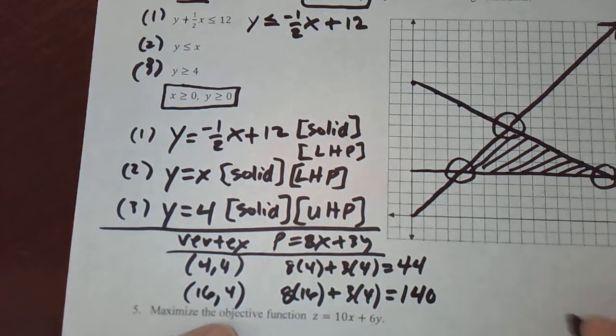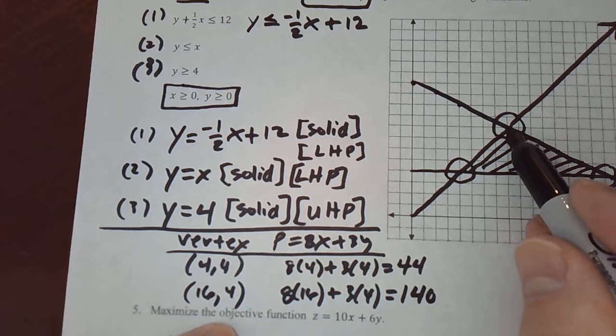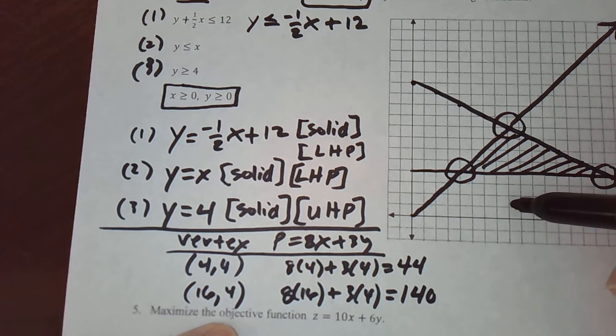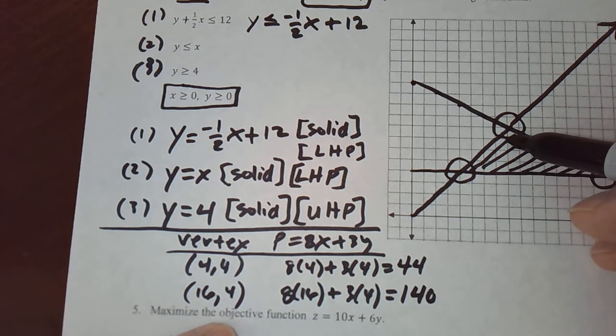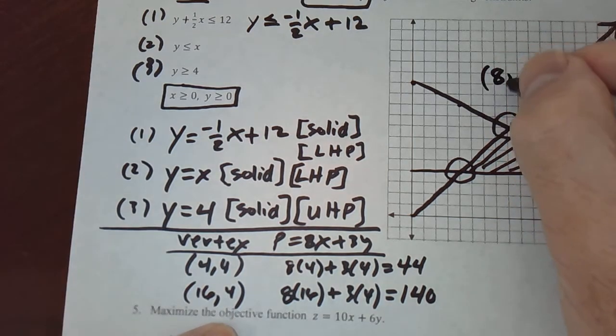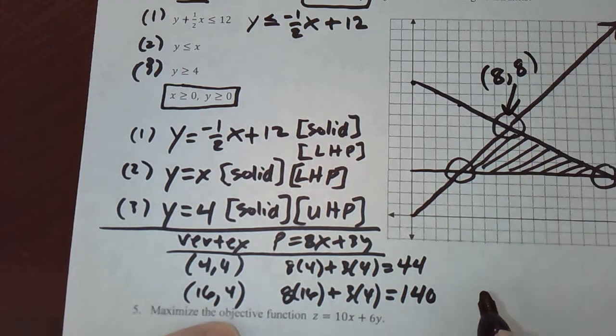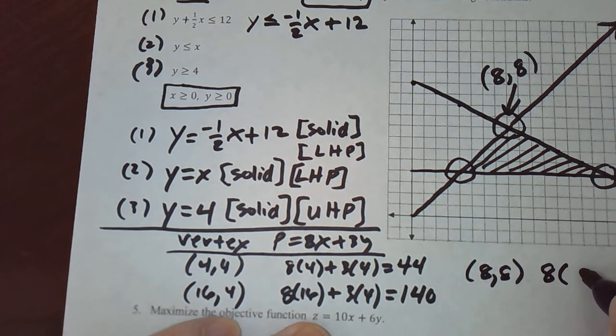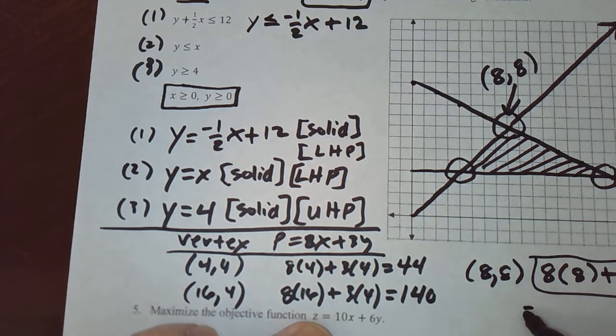All right, for the third one, I'll put the point over here. This point is going to be 1, 2, 3, 4, 5, 6, 7, 8. So that point is 8, 8. So I'm going to plug in 8, 8, and we get 8 times 8 plus 3 times 8. This is going to be our profit, which is equal to 64 plus 24, which is 88.